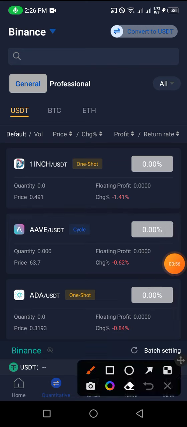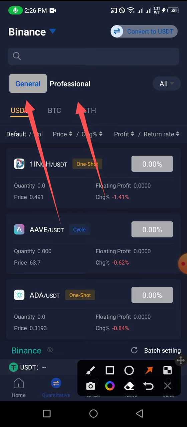Now, what you must also know is that royalq has grouped all the coins you can trade using this royalq robot into two. There is one group of coins placed under the general list, then the other group of coins placed under the professional edition or the professional list. Yeah, so those are the two areas you can find these coins.